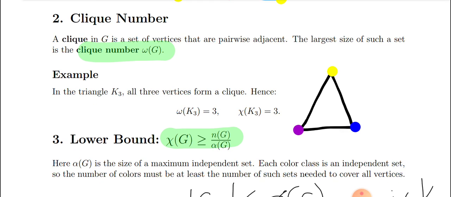And since we can just give each of the 4 vertices its own color, we know it's exactly 4. In this case, the lower bound gives you the exact answer. The densest part of the graph is the whole graph.